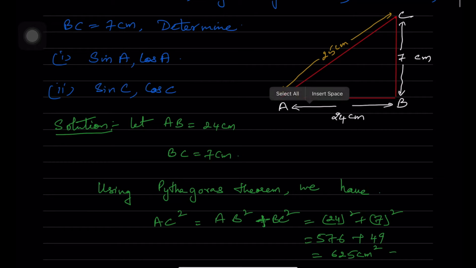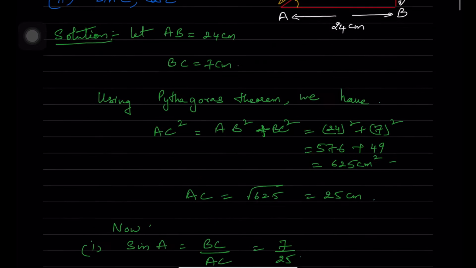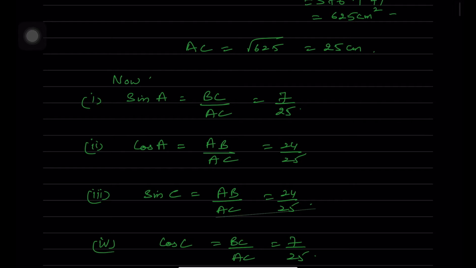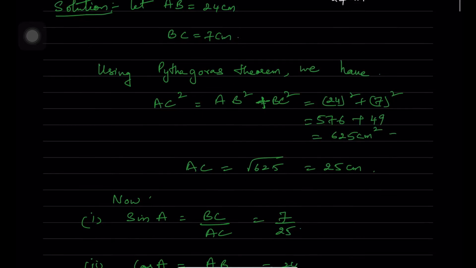Now what is sin A? Sin A is nothing but opposite by the hypotenuse, so we have 7 by 25. Sin A is equal to opposite by hypotenuse, which is equal to 7 by 25. Then cos A is equal to adjacent by hypotenuse, which is 24 by 25, that is AB by AC.